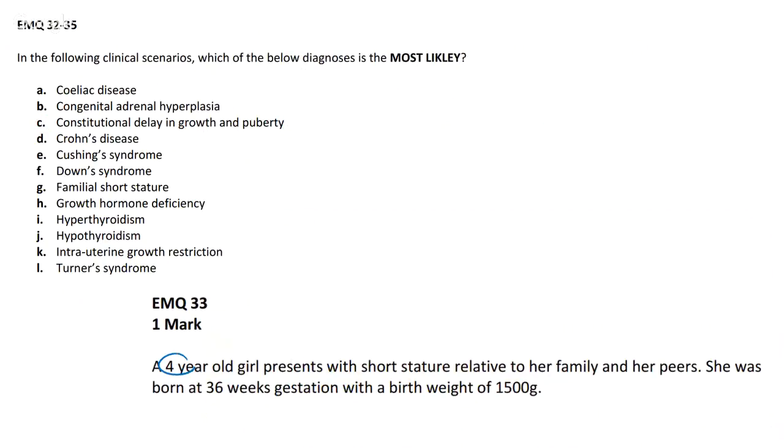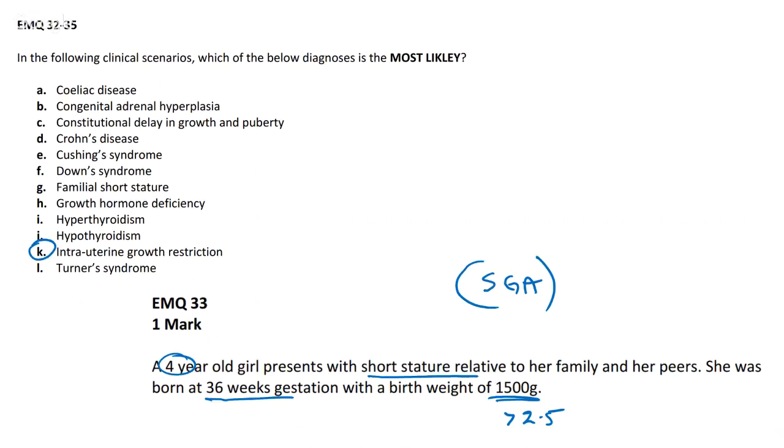Okay, so a 4-year-old girl, she is short relative to her family. She was born at 36 weeks with a birth weight of 1,500 grams. What does she have? IUGR. So what is normal birth weight? Above 2.5 kilos. Yes, so usually above 2.5. So in this case, we describe her as small for gestational age.